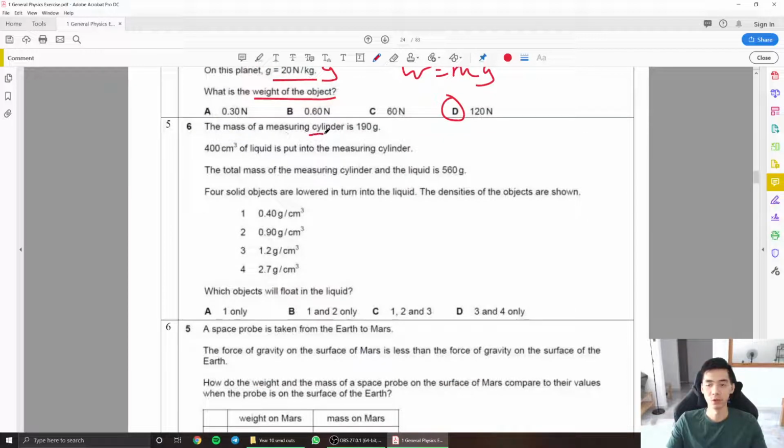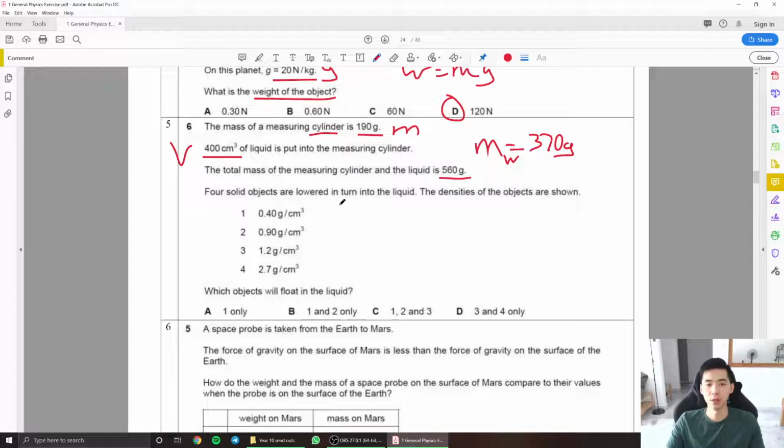The mass of a measuring cylinder is 190 grams. 400 cm cube of the liquid is put into the measuring cylinder. The total mass of the measuring cylinder and the liquid is 560 grams. So I want to know the mass of the liquid, which would have been 560 minus 190, right? Which in this case will be 370 grams. This is the mass of the liquid.